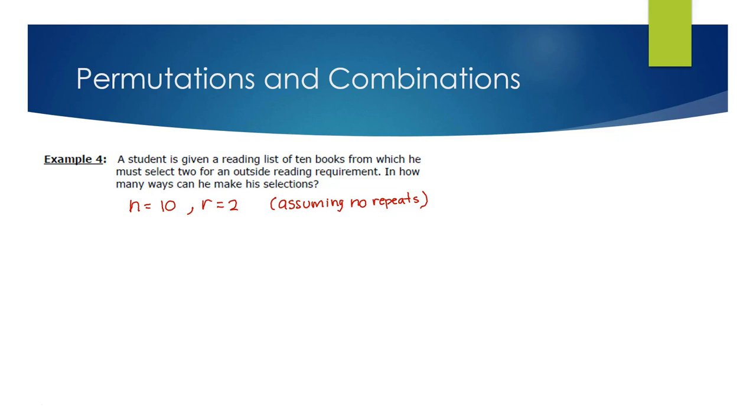Now, the other thing we have to consider here, does the order matter? So if he reads The Last of the Mohicans and War and Peace, those are 2 big books. Does it matter if he reads War and Peace first and Last of the Mohicans second, or does he read Last of the Mohicans first and War and Peace second? No, in the end, he's reading the same 2 books, so it really doesn't matter. So we know that the selection order doesn't really matter for this. So this stands to be a reason for combination.